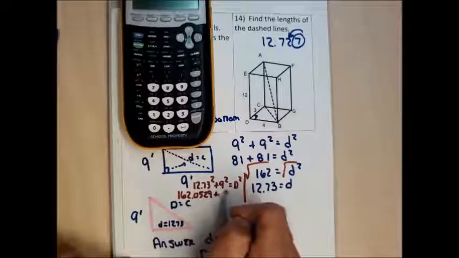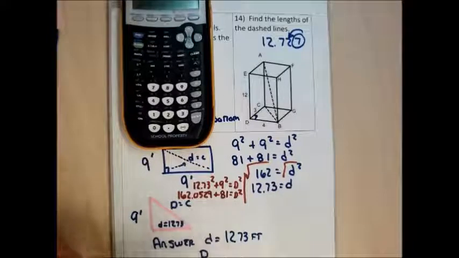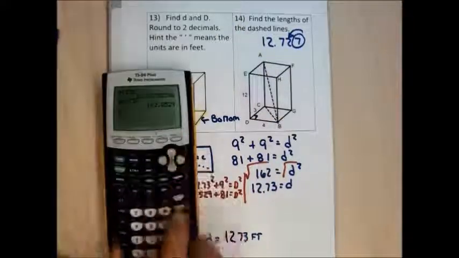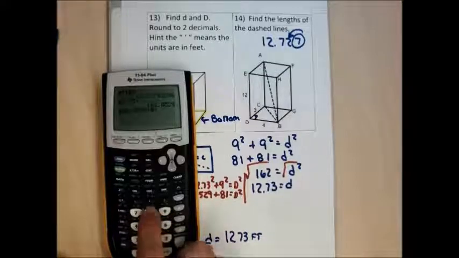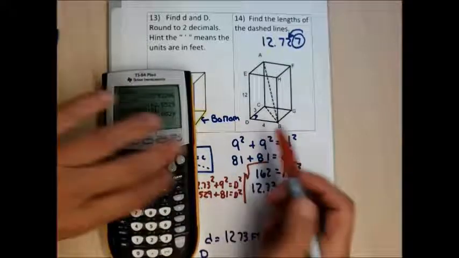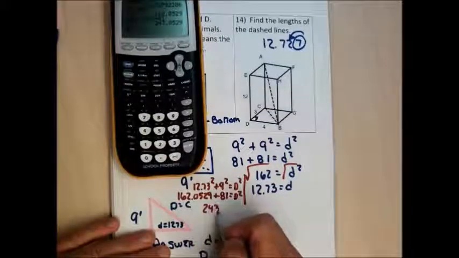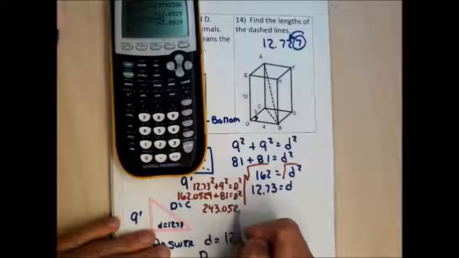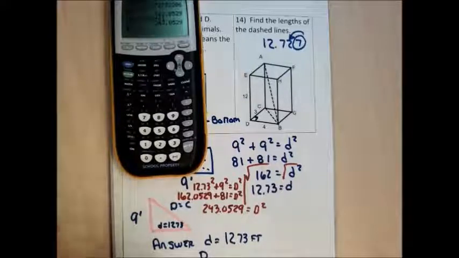162.0529 plus 9 squared, which is 81, equals D squared. If I round that to 2 decimals, I don't think that's going to impact my final answer, but usually we only round once we get to an answer. Let me do this now. 162.0529 plus 81 on the left side. The left side becomes 243.0529. The right side is D squared, and then I square root both sides.